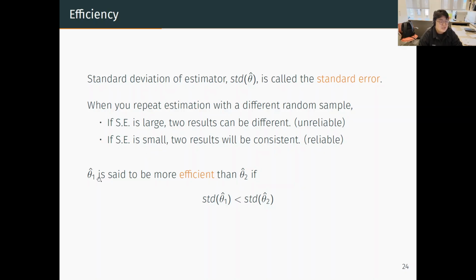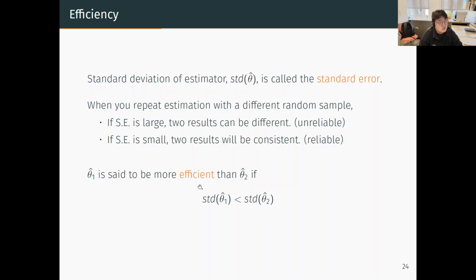And what is interesting is the name for the criterion is efficiency, right? I think reliability is a little more suitable term here, but I don't have that power. I cannot change the name of the theory. So it is said the estimator is more efficient if the standard error is small, right?